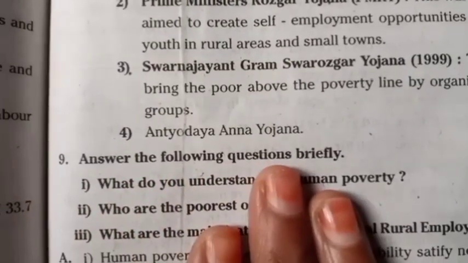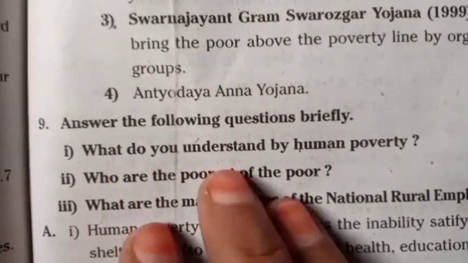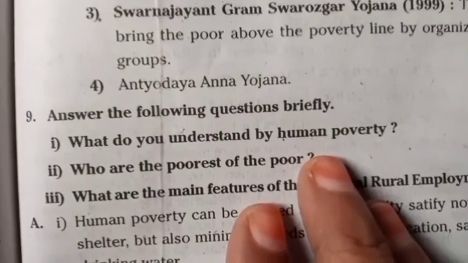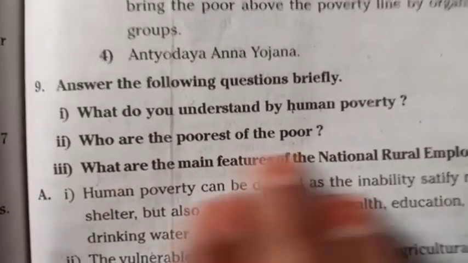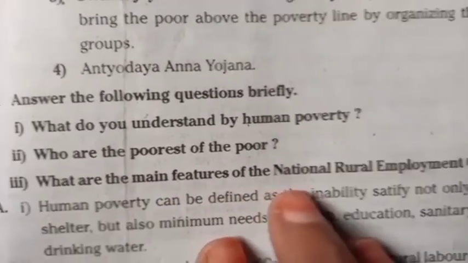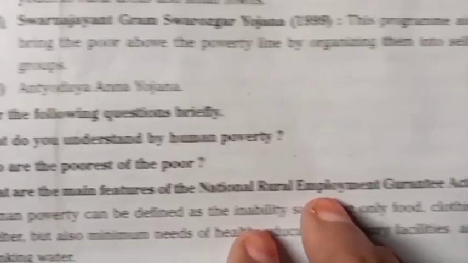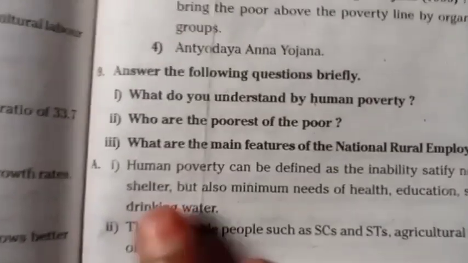Ninth question: Answer the following questions briefly. 1. What do you understand by human poverty? 2. Who are the poorest of the poor? 3. What are the main features of the National Rural Employment Guarantee Act 2005?